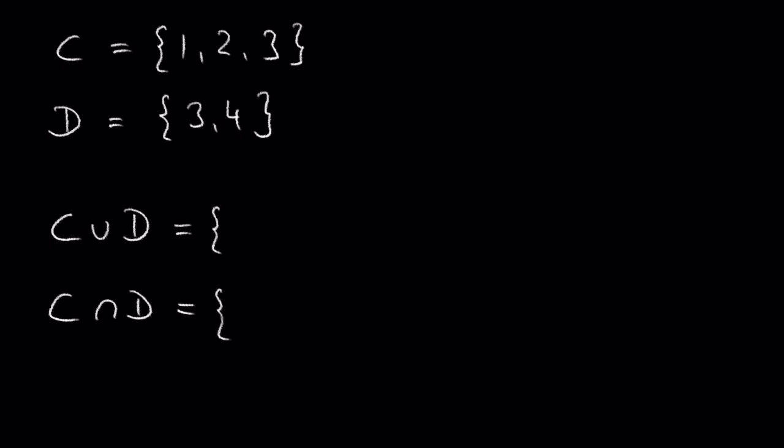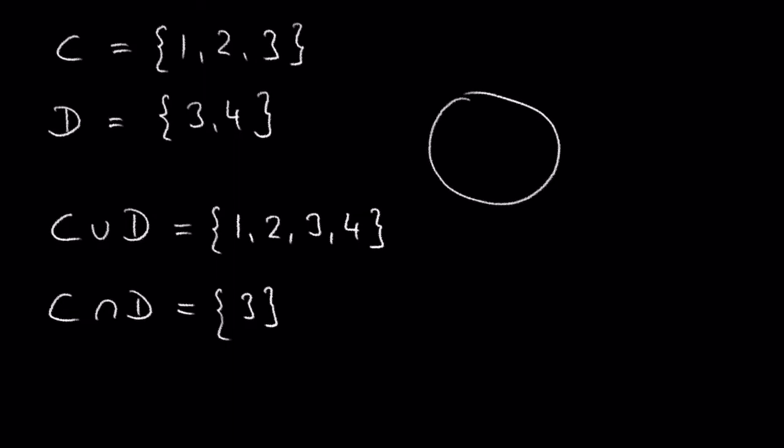Let's try another example and find the union and intersection between sets C and D. That's very easy again. For the union, just write the numbers from C and D. We have a 1, a 2, a 3, and a 4. These are all the numbers when we combine the sets C and D. For the intersection, we have only the element 3. This is the only element which sets C and D have in common. The union in the Venn diagram is again represented by everything within these two circles, and the intersection in the middle, which is where the elements have both sets in common.